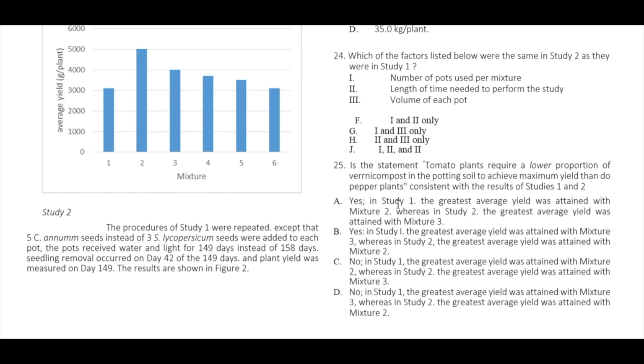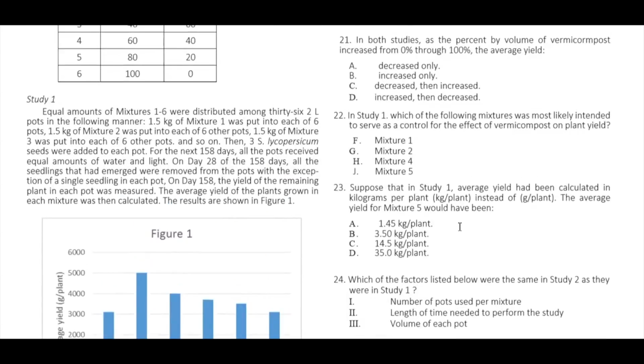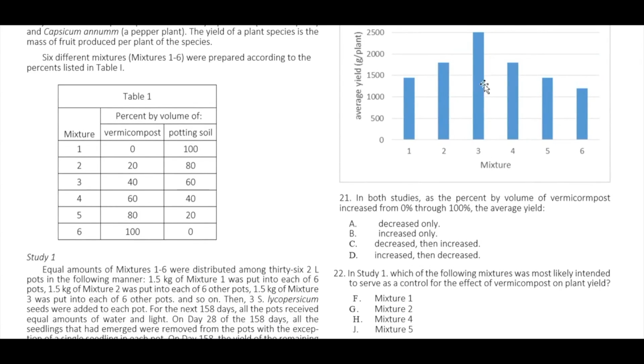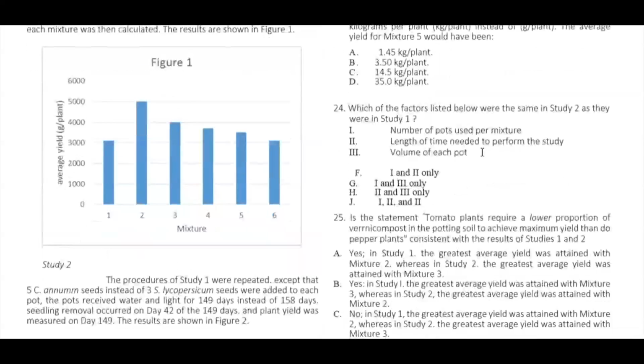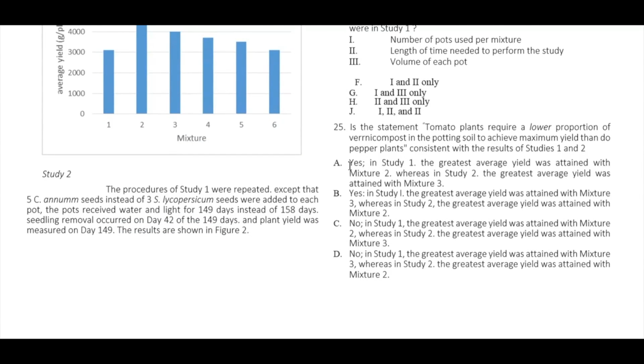A says, yes, in study 1, the greatest average yield was attained with mixture 2. Alright, that's true. Whereas in study 2, the greatest average yield was attained with mixture 3. And we scroll up, and just like we saw before, that is true. So based on this, the correct answer is A.